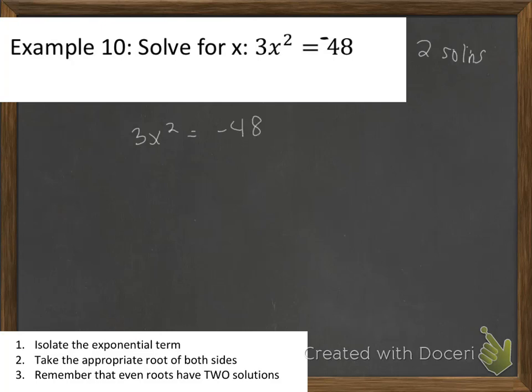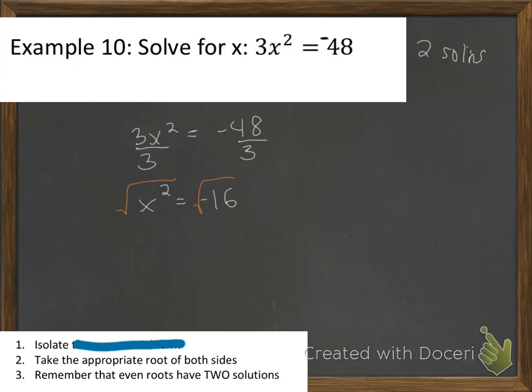Can you think about what we want to do first? Do we want to take the square root of both sides first? Okay, so the answer is no, we do not. What we want to do is divide both sides by 3 first. So we have x squared equals negative 16. Again, we want to isolate the term that has the exponent in it. Okay, so now we can go ahead and take the square root of both sides.